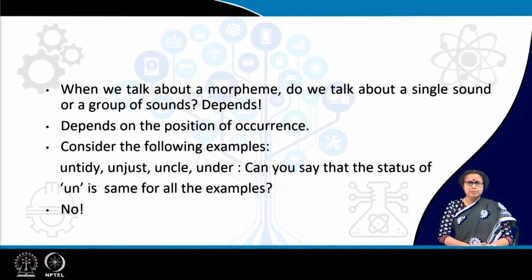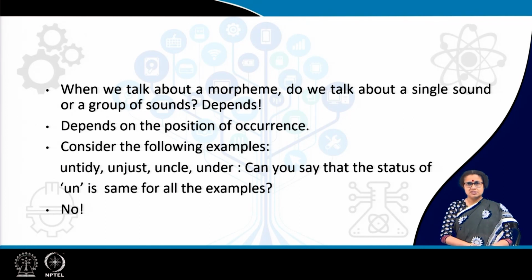So, when we talk about a morpheme, do we talk about a single sound or a group of sounds? By now you are familiar with the concept of phoneme, and so when I say a single sound or a group of sounds, you can think about multiple examples for yourself. But when I ask whether a morpheme is a single sound or a group of sounds, I think all of us are thinking the same kind of answer. It depends. It depends on the position of occurrence.